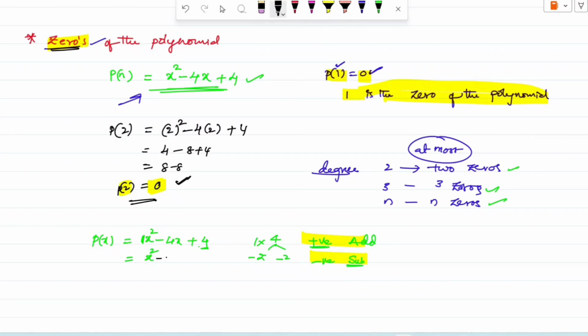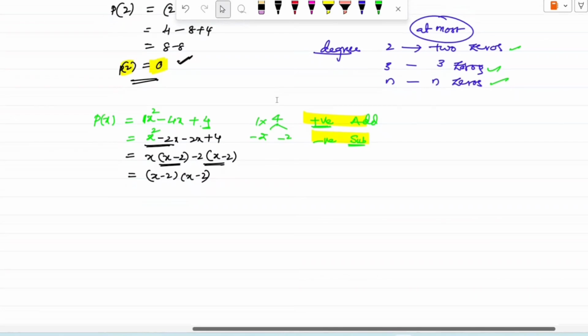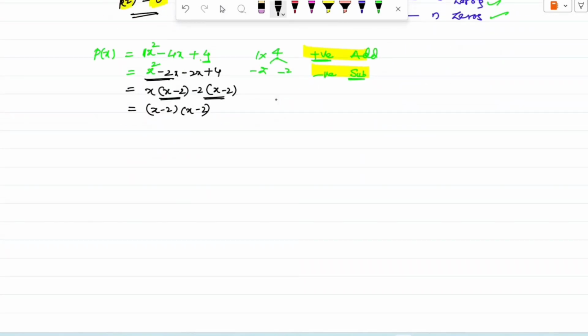I can write x square minus 2x minus 2x plus 4. From the first two terms I can take x common; what is pending is x minus 2. From the last two terms, taking minus 2 out, what is pending is x minus 2. Further, x minus 2 is taken out, and what is pending is x minus 2. It is very simple to understand.